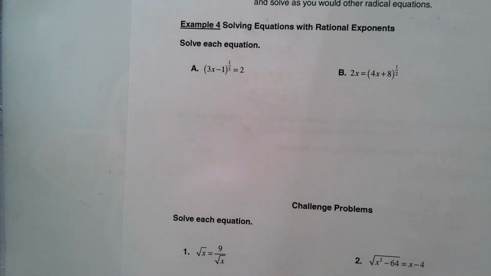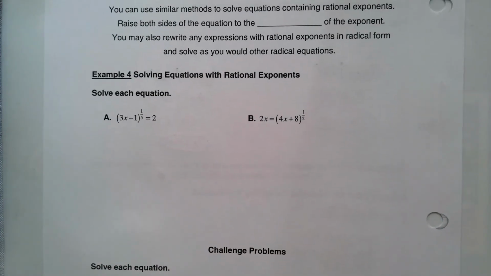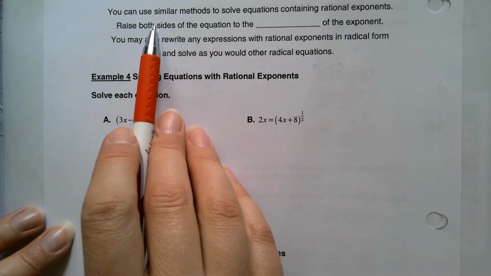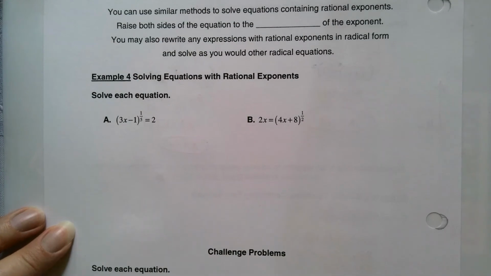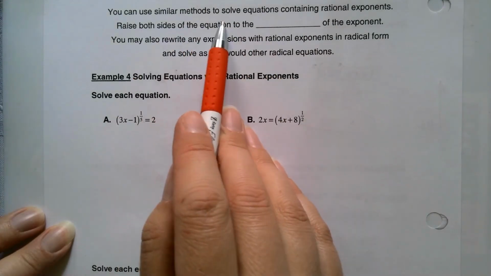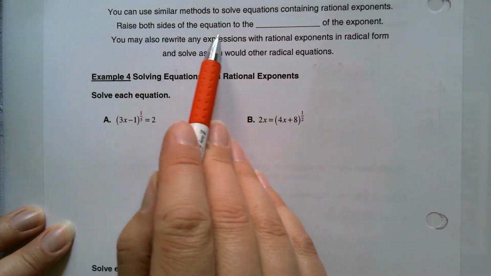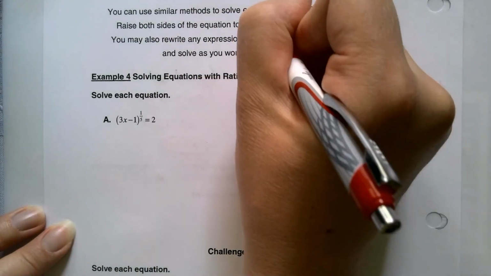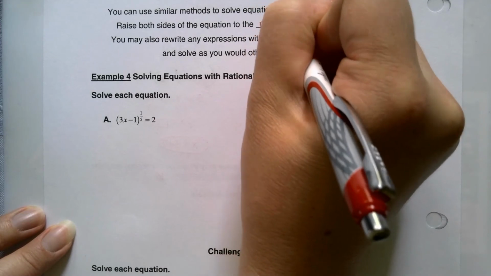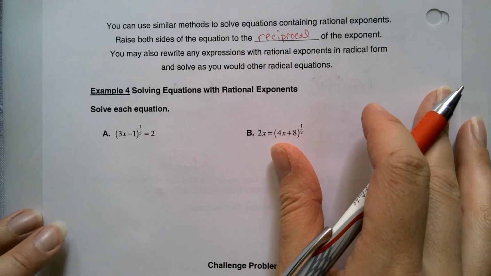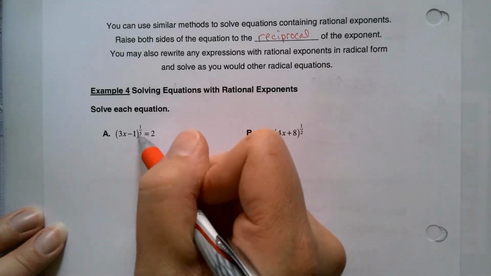All right, a couple more to keep practicing here. We're looking at something a little bit different. So it says to remember when we can use our similar methods. We remember about using FOIL. We can use similar methods to solve equations containing rational exponents. Raise both sides of the equation to the reciprocal of the exponent. Okay, so we're using rational exponents. Basically, we're using fractions. Okay, that's our rational exponent.